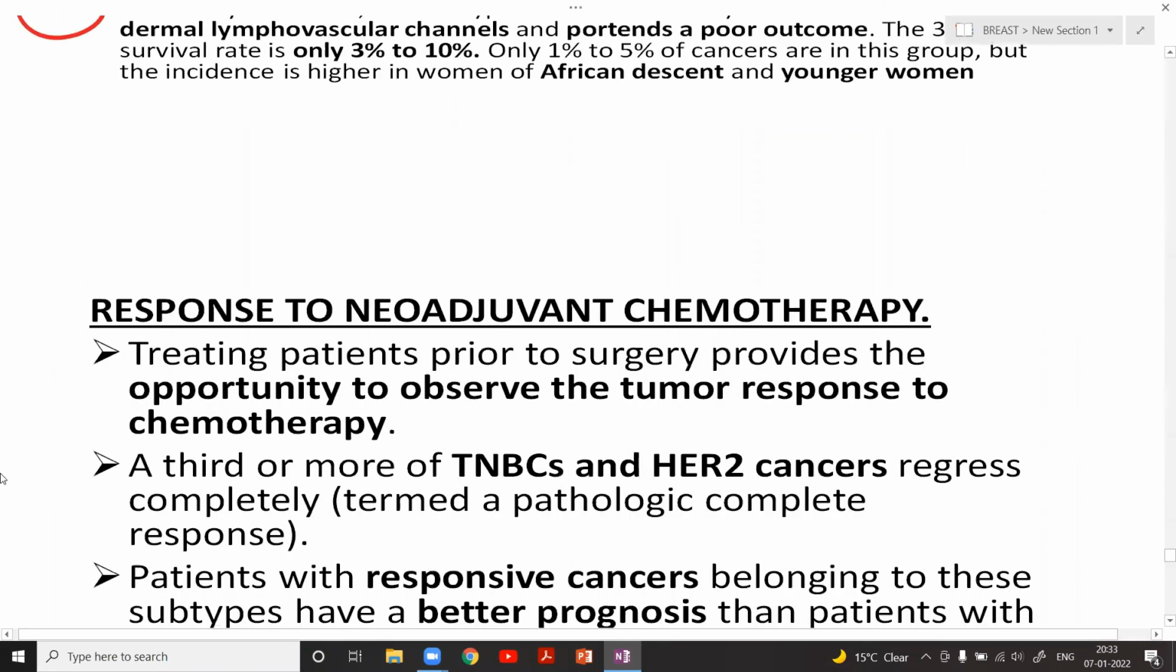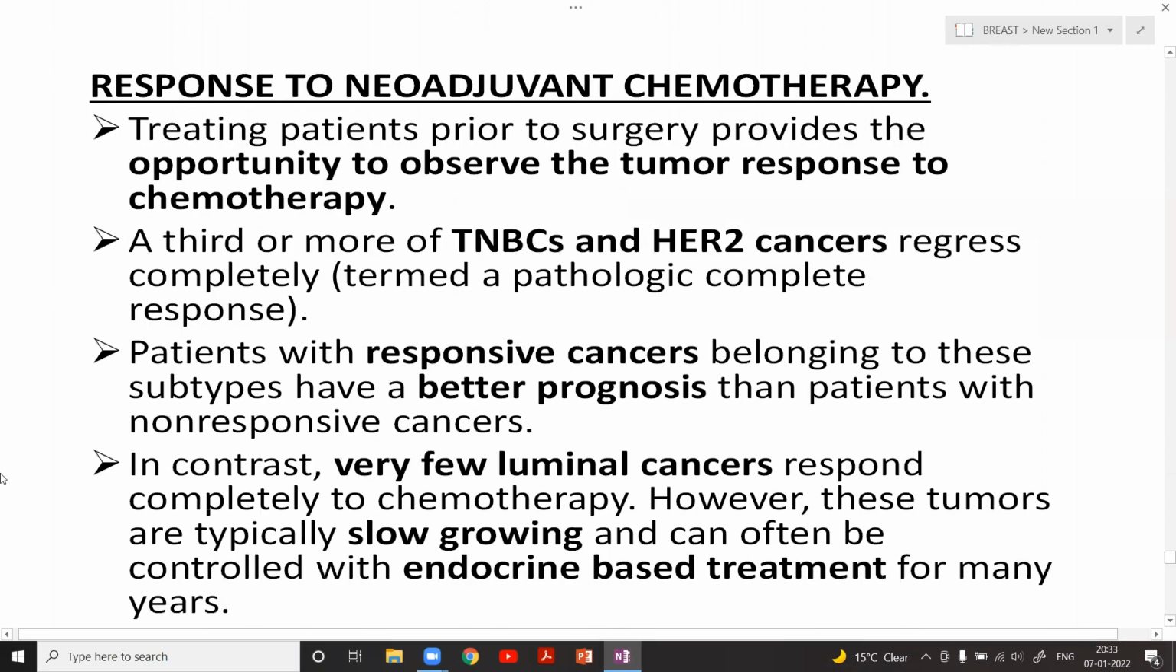Now, response to the neoadjuvant chemotherapy. This is also one of the important factors for prognosis. Treating patients prior to surgery provides the opportunity to observe the tumor response to chemotherapy. That is very, very important. A third or more of triple negative and HER2 cancers can regress completely. Before you give any treatment or surgery, approximately 1/3 of triple negative breast cancers and HER2 cancers regress completely, called pathological complete response.